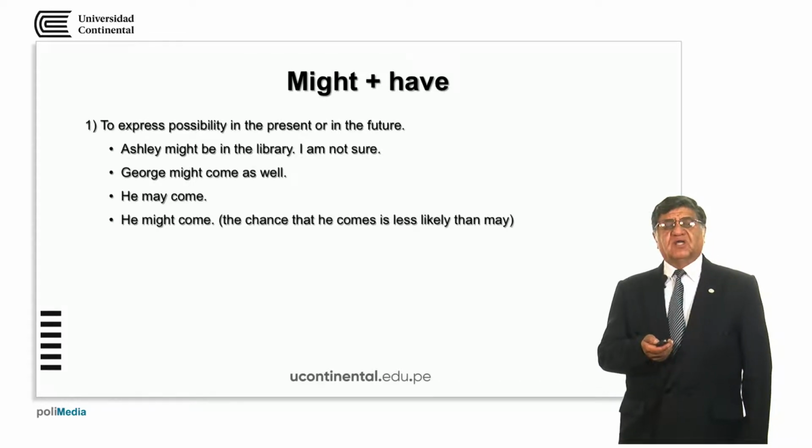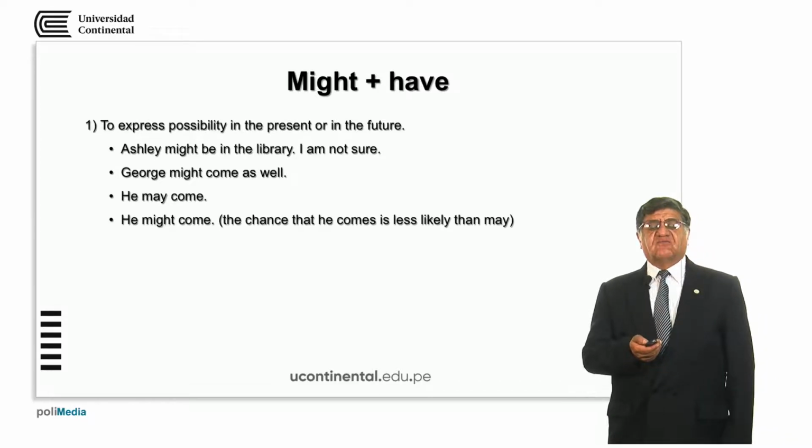Might and have. Might expresses possibility, and might and have will express a possibility in the past. For example, Ashley might be in the library. I'm not sure. Ashley might have been in the library. We weren't sure, or I wasn't sure. Okay? George might come as well. George might have come as well if he had the possibility, for example. He may come. He might have come if we told him to come. Okay? And so on.